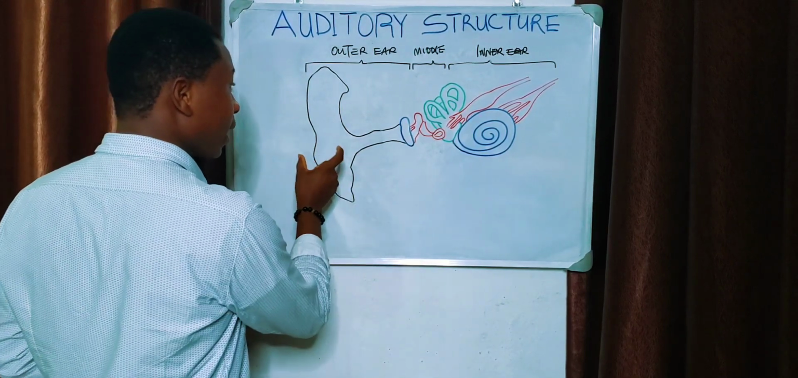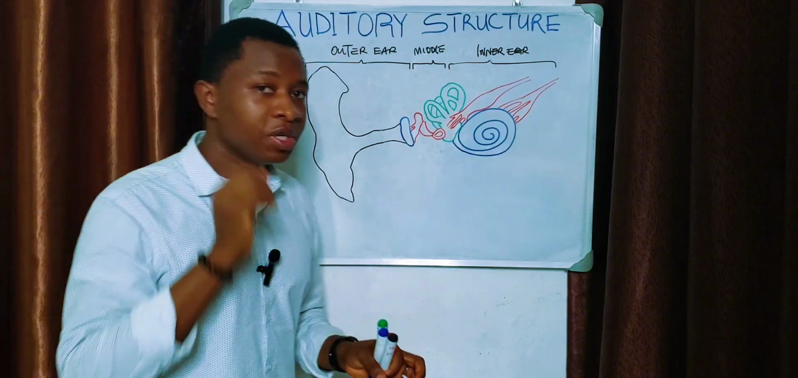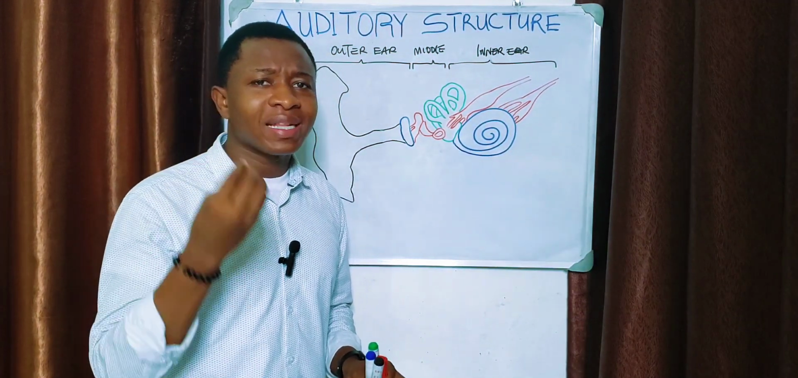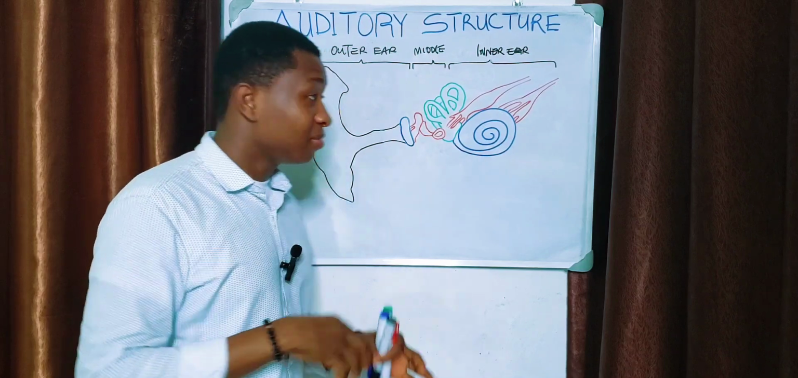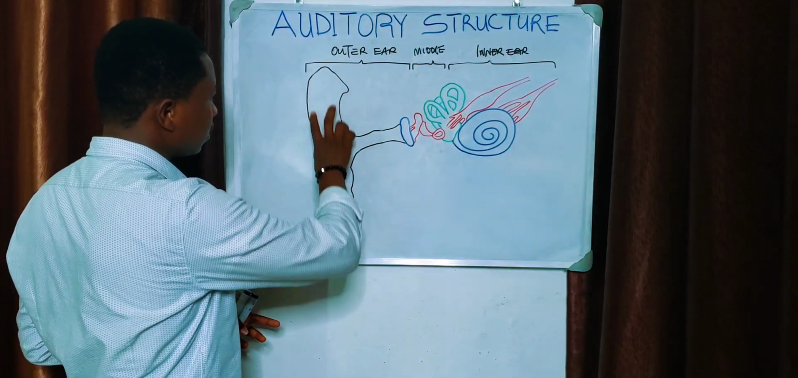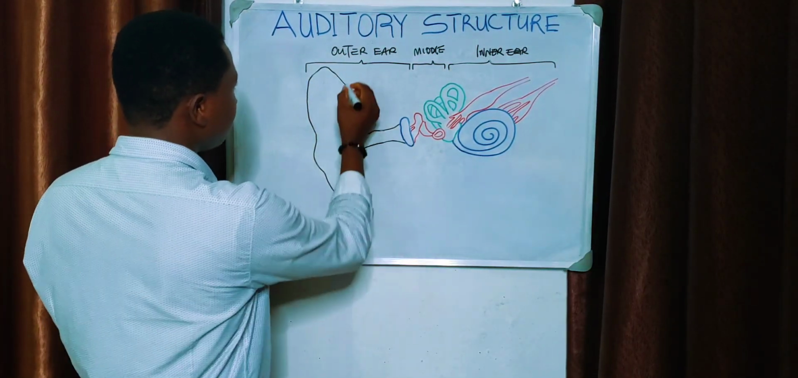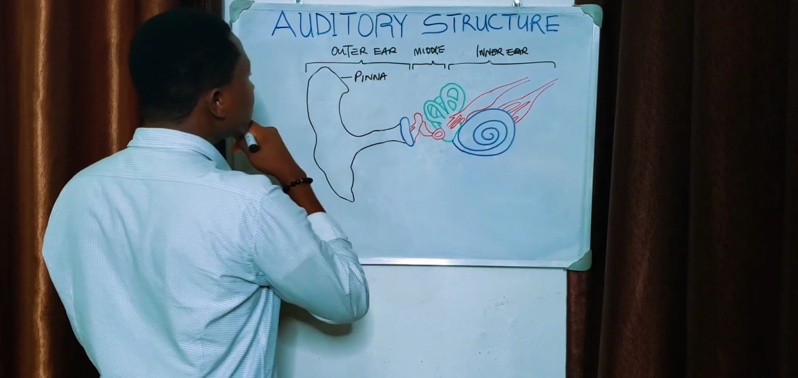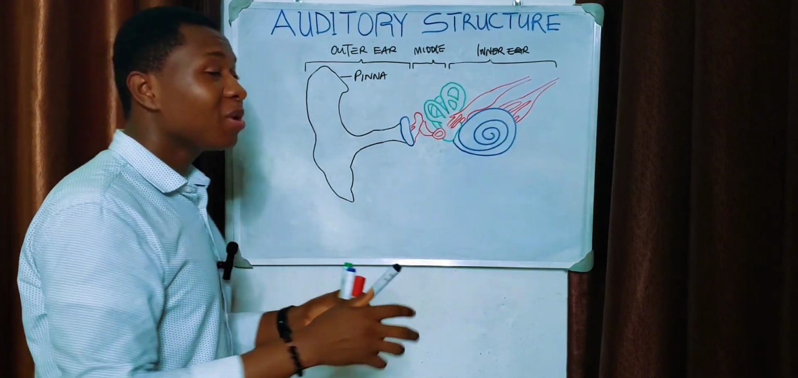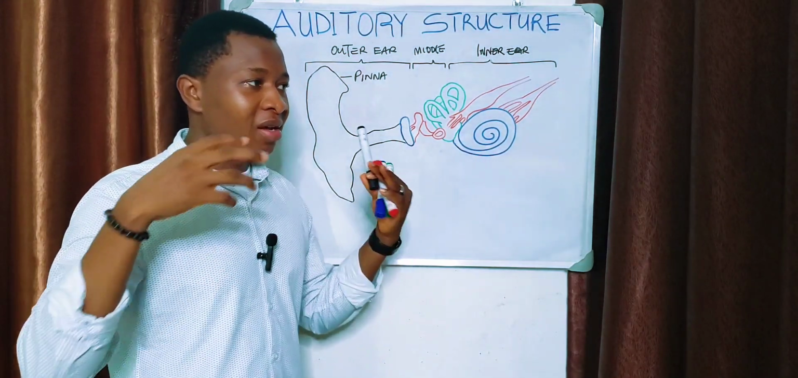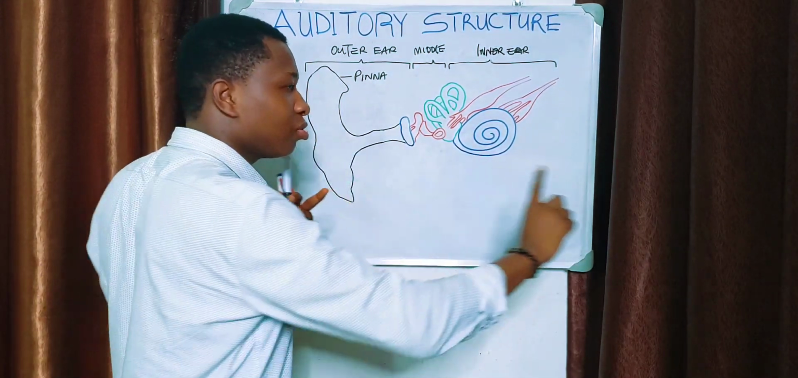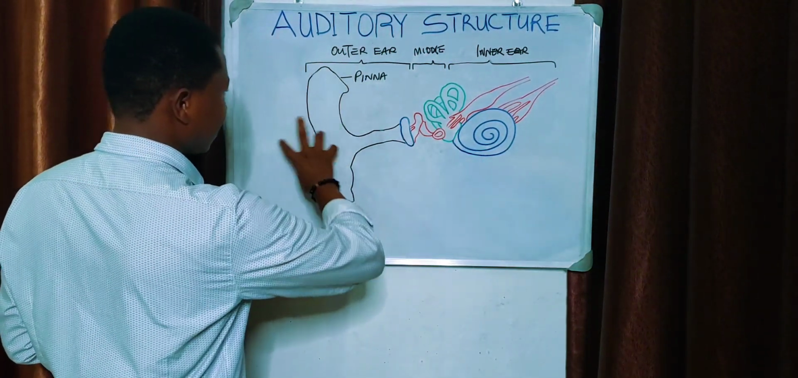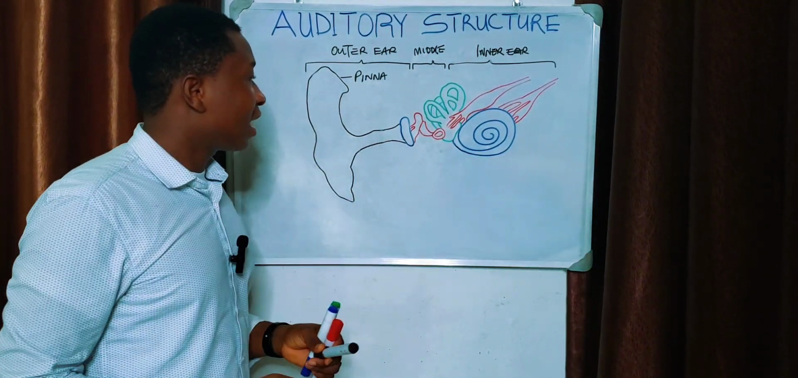The outer ear is made up of the pinna, which is this part, the part we can actually touch. It's just cartilage that is lined with skin. So let's label this the pinna. Now, what is the function of the pinna? It is like a funnel that gathers sound into a particular canal.